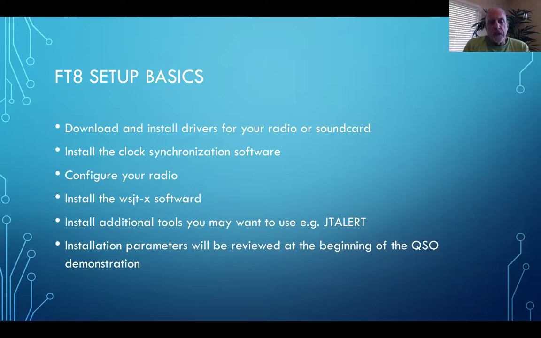The next thing you'll do is install your clock synchronization software and make sure that that's up and running so that your clock is appropriately synced to a standard. You'll configure your radio. That's going to require that you set up things such as the baud rate. You'll be recognizing whether you're going out through a USB cable or one of the other ports in the back of your radio, a data port as an example. You'll install the WSJT-X software. That says software, I just noticed that, so apologize for that typo.